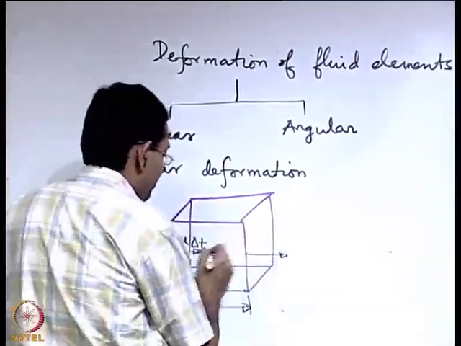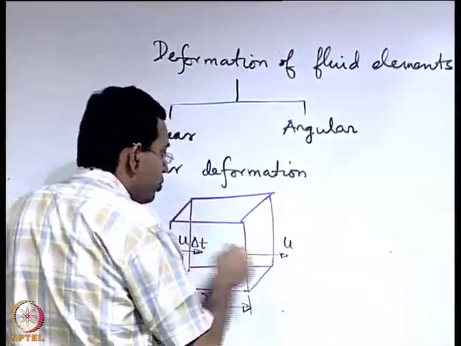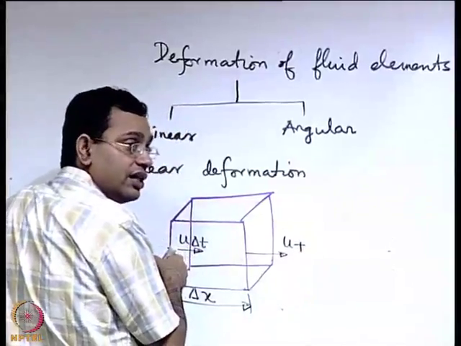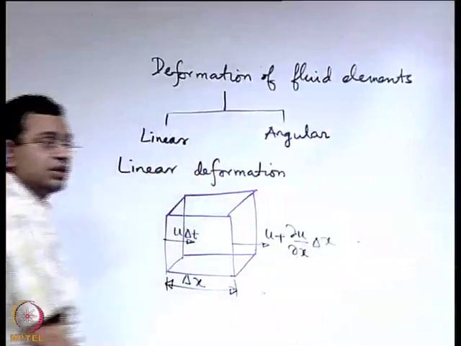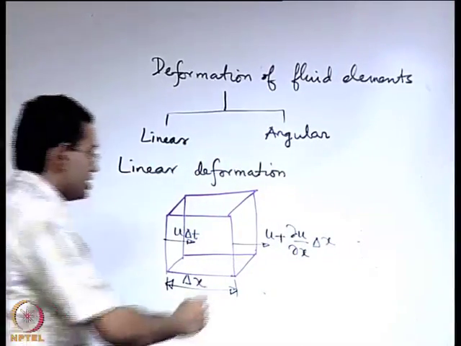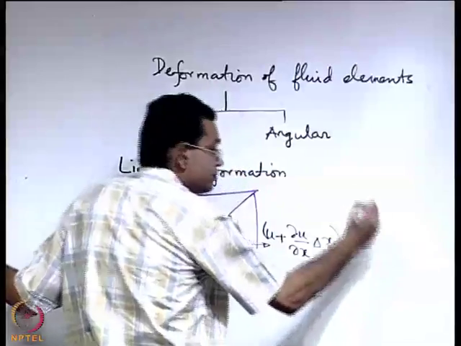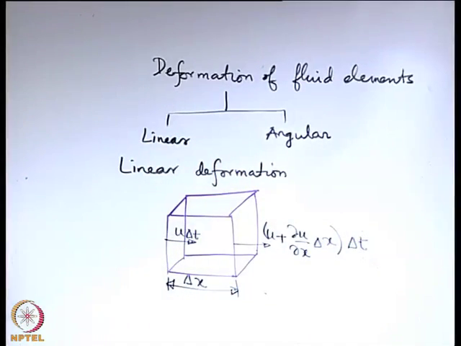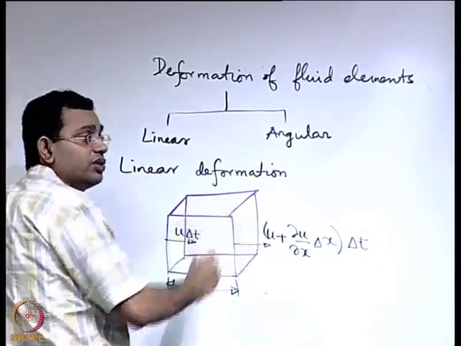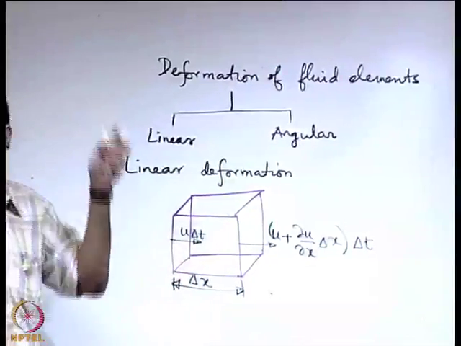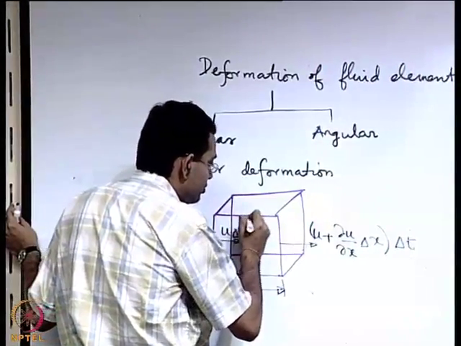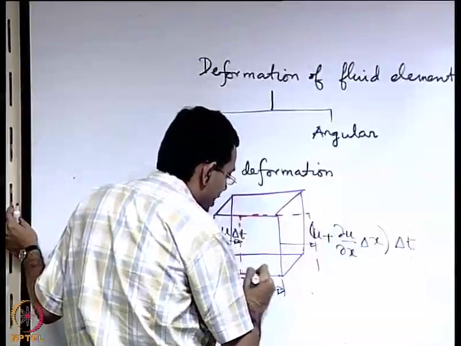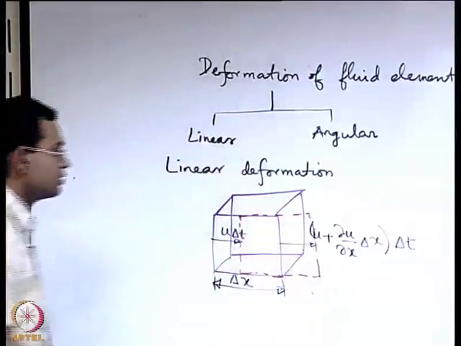So if this is the x direction, the new u here is not the same as the u at the left face, because of change in u due to change in x. So this is the new u times delta t. So if you consider only the front face and only subjected to this motion, say we freeze all other events just for a clear picture, it is having a new configuration shown by this dotted line.